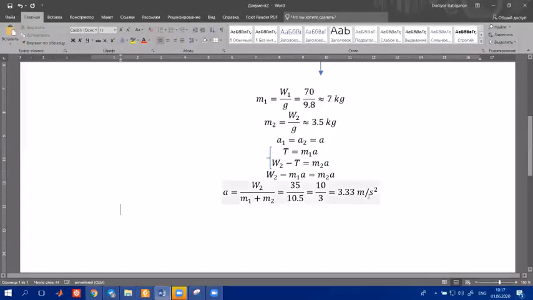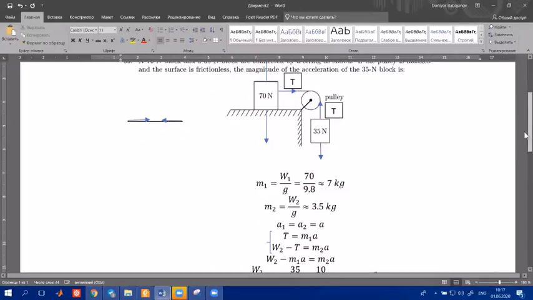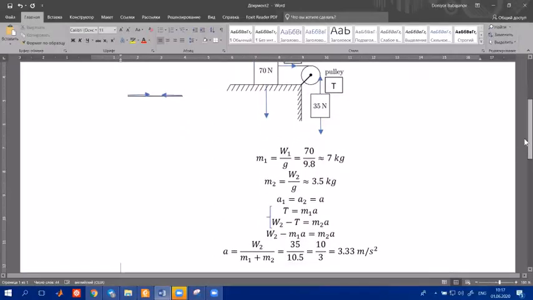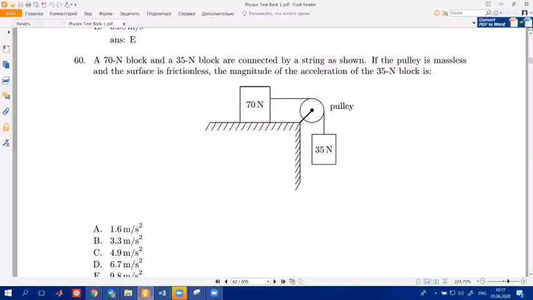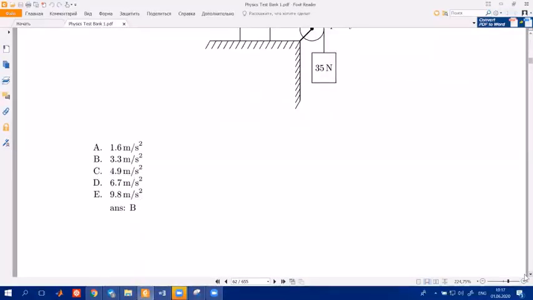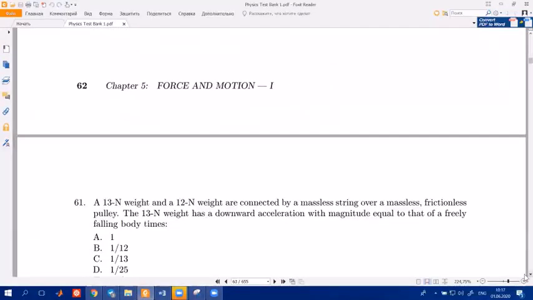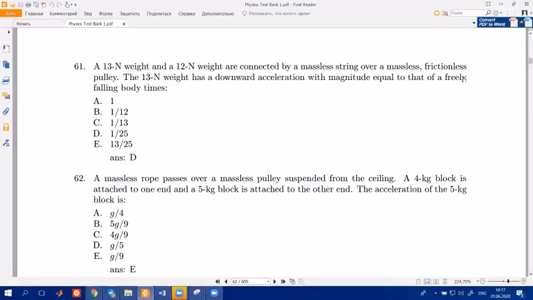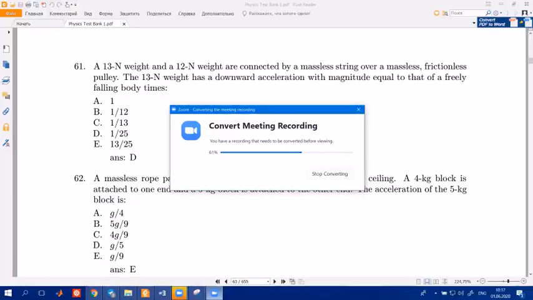Okay, this is the final result. So both accelerations of the first and second body will be equal to 3.33 meters per second squared. The answer is B, 3.3. Do you have any questions? By the way, can you hear me now?